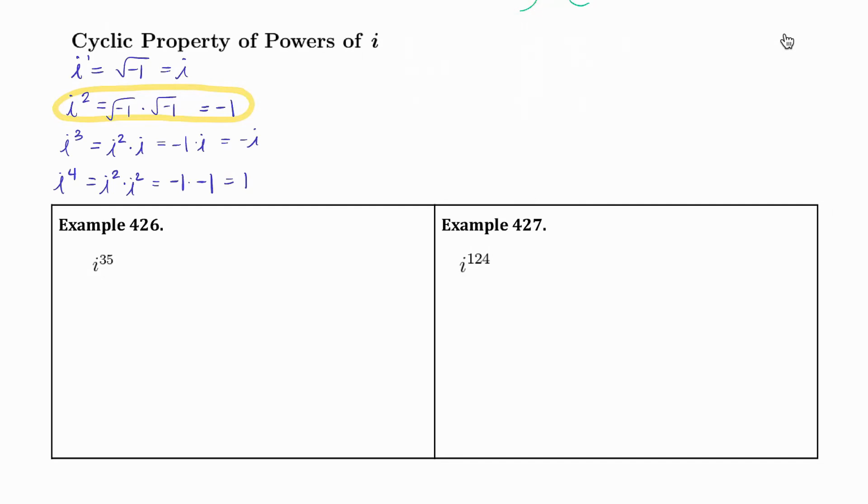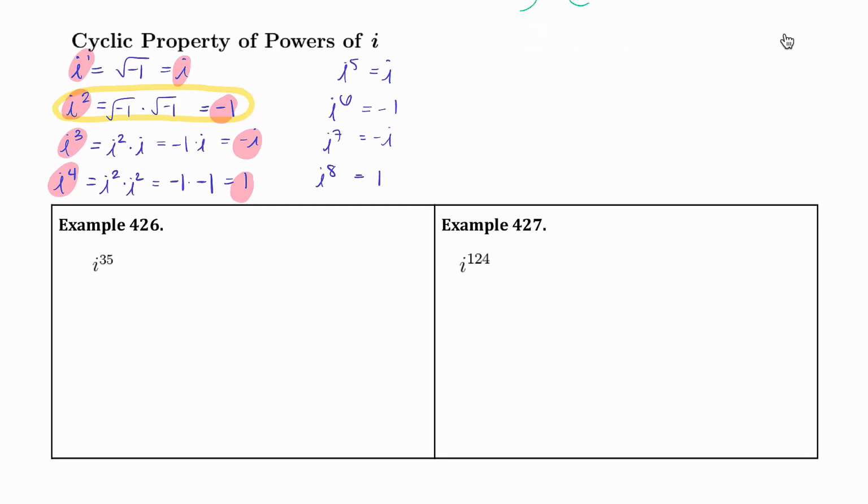So let me highlight really quick. i to the first is i, i squared is negative 1, i to the third is negative i, i to the fourth is 1. What's kind of cool about this is it is cyclical. If we keep going, it's going to follow that pattern forever. So i to the fifth is i, i to the sixth, negative 1, i to the seventh, negative i, i to the eighth, 1. And so on and so on. That loop is going to continue over and over.